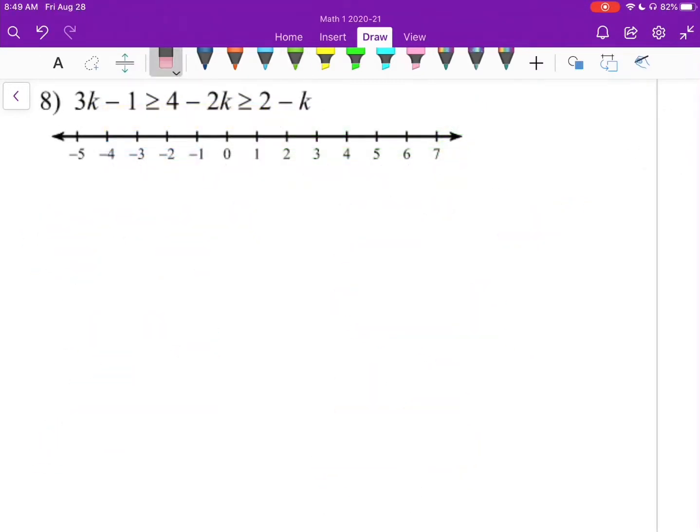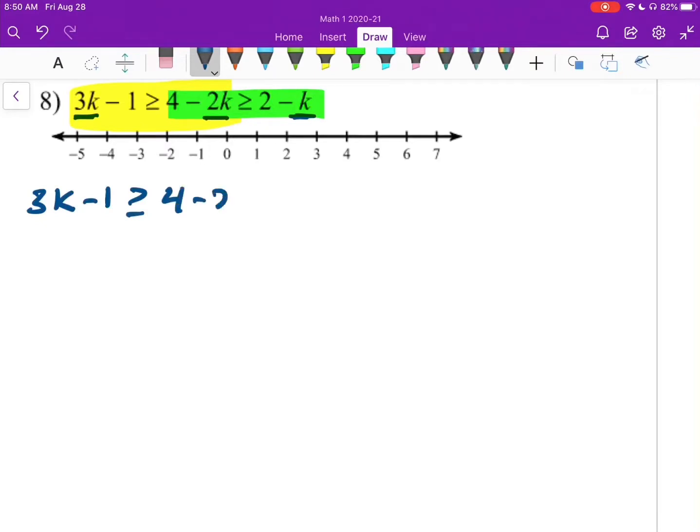All right, number 8 has a trick that I forgot about. Whenever you have something where you've got k's in all 3 spots, you can work on it for a while and see if you can solve it. In this scenario, I couldn't find a nice way to solve it like what we've been doing, getting our k's in the middle. So we have to do a trick here where we break it up. So we're going to take this guy, and we're going to take this guy, and we're going to make them separate. So I'm going to have 3k minus 1 is greater than or equal to 4 minus 2k.